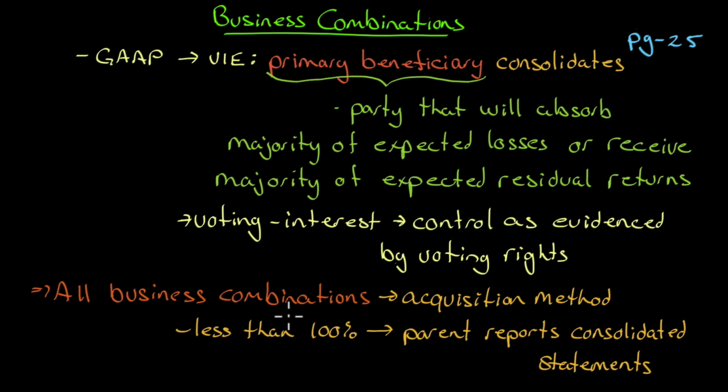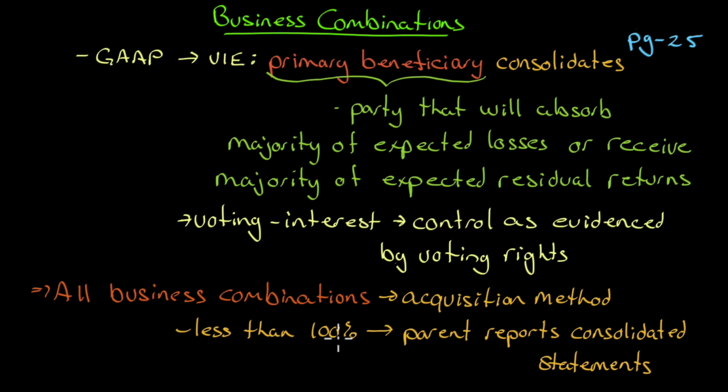All business combinations are accounted for by the acquisition method. All business combinations, merger, acquisition, consolidation, SPE, all of them are accounted for with the acquisition method. Less than 100%, the parent reports consolidated statements. If it is 100%, there's only one entity.